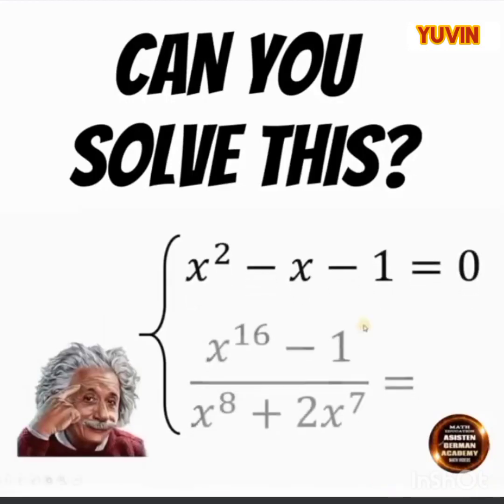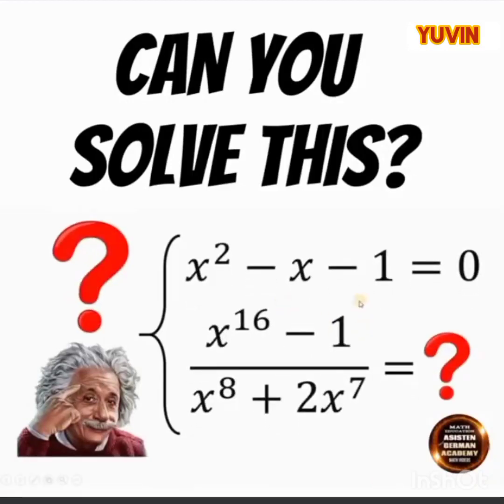Given the following equation, x squared minus x minus 1 equals 0, our goal is to find the value of x raised to 16 minus 1 all over x raised to 8 plus 2x raised to 7. And if you want to answer this problem, just pause this video right now. And if you're ready, here's the solution.